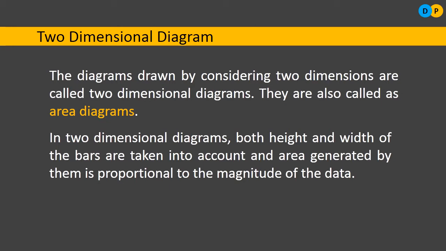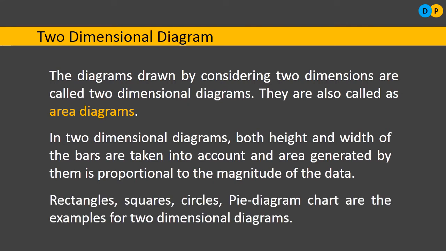And what are the different two-dimensional diagrams that can be used? The following are the different two-dimensional diagrams that can be used. The first ones are rectangles, squares, circles, and pie diagrams. These are the different charts that represent two-dimensional diagrams. Often when we say bars, we refer to them as rectangular bars, but if the height and width are almost equal, then the rectangular bar is sometimes translated into a square. So a two-dimensional diagram can be represented in terms of rectangles, squares, circles, or pie diagrams.